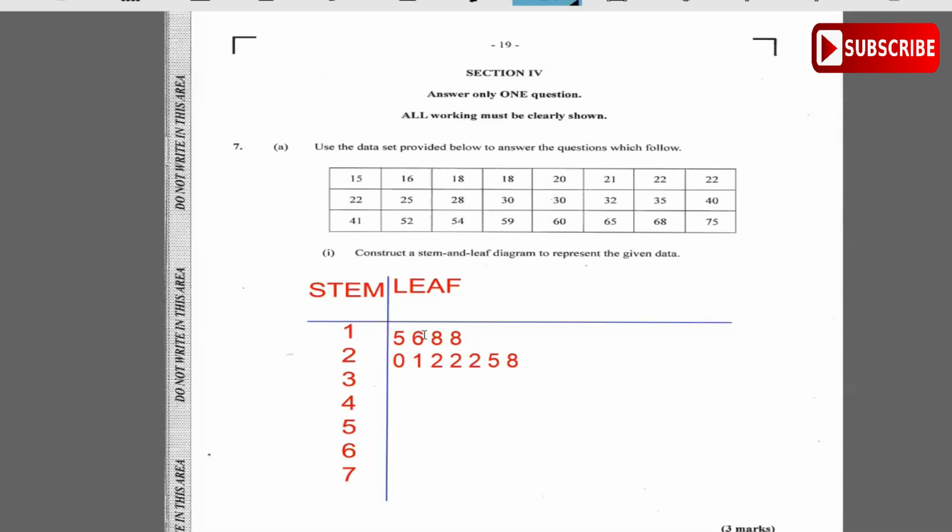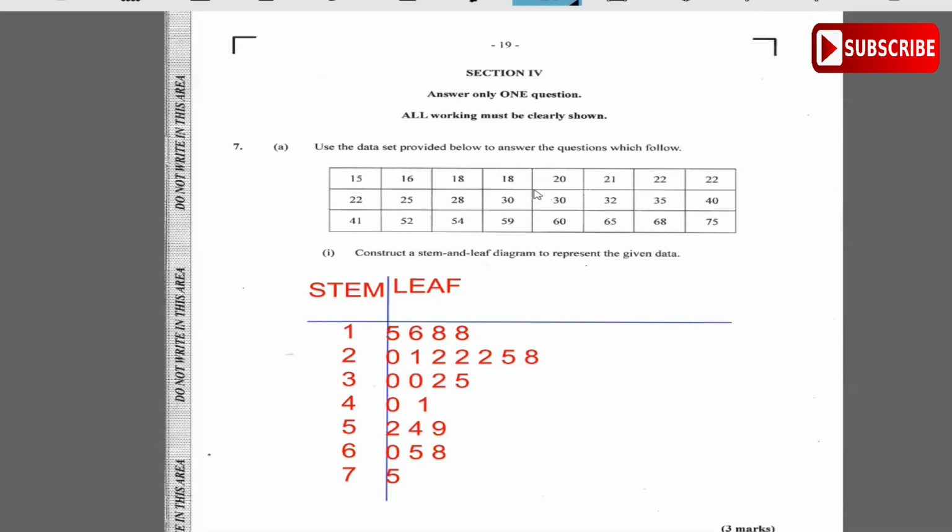Now with threes, we have 30, 30, 32, 35. That's it. With 4, we have 40, 41. With 50, we have 52, 54, 59. Here, we have 60, 65, 68, and we have 75. That rounds it out. Make sure we have all the data.